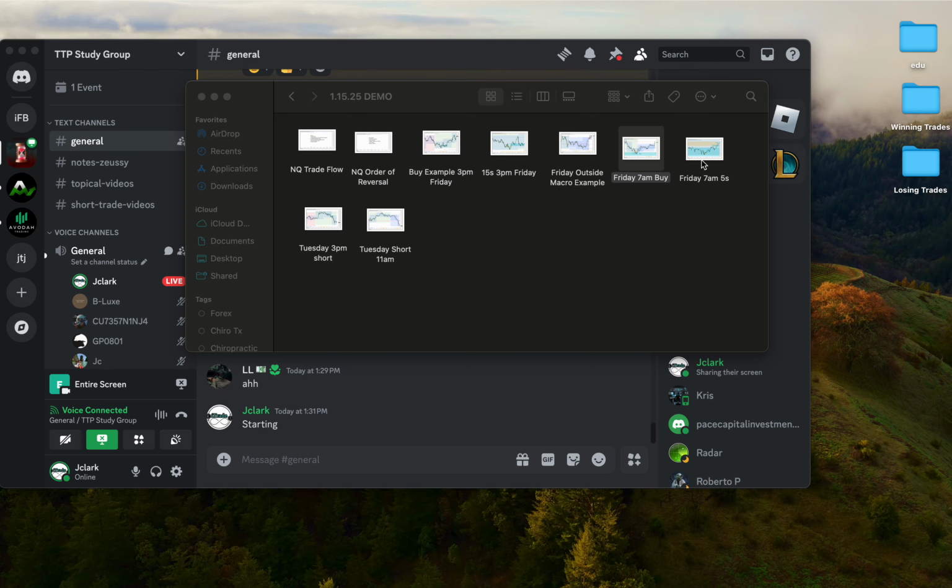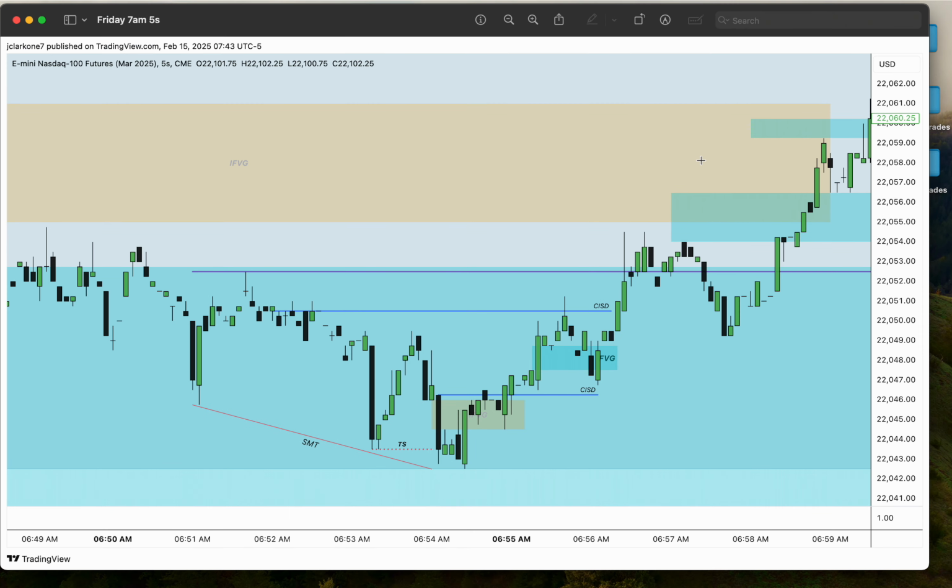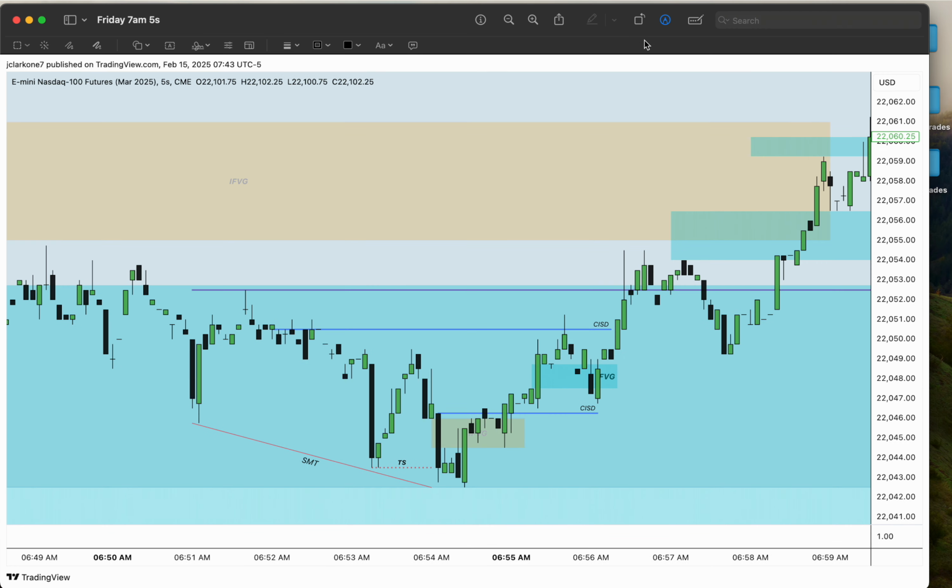Okay, and so this was the same trade on the 5-second. This is where I got my first entry. So I didn't enter right at the CSD. I just happened to glance down at the 5-second when all this was happening, and I saw a nice move here where we took liquidity and then formed the model, the reversal model.